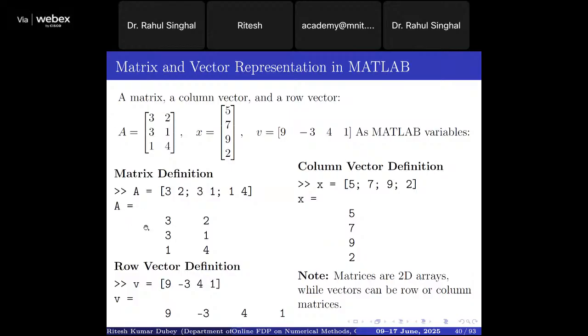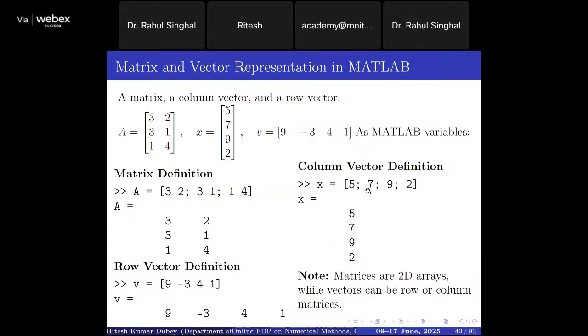So if you do it this way, then your matrix A will be a 3 cross 2 matrix. So we are having first row 3 2, second row 3 1, and third row 1 4. In case of X, because you want X as a column matrix, each row is having only one element. So each element like 5, again terminate the first row by semicolon, then put value 7 in the second row and terminate the row by semicolon.